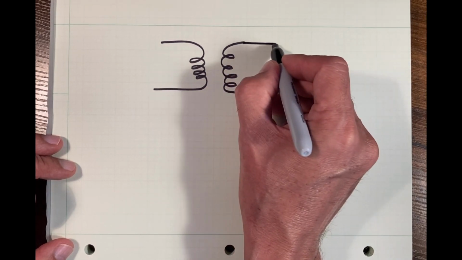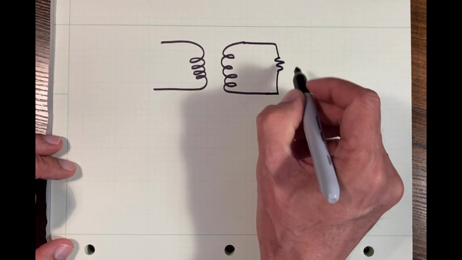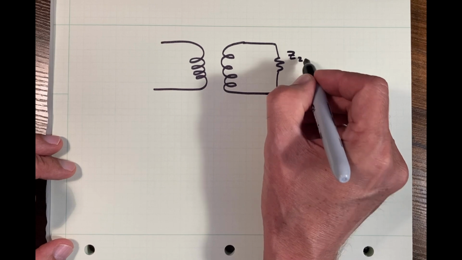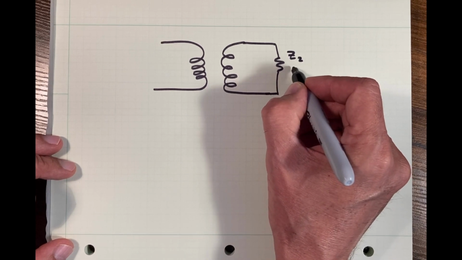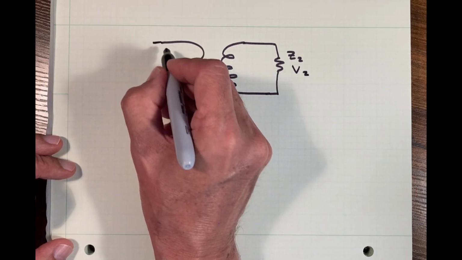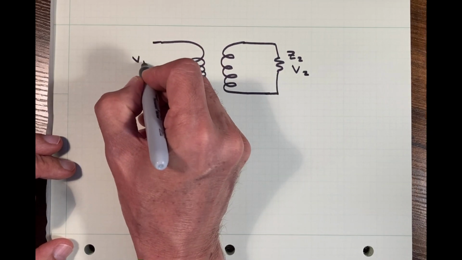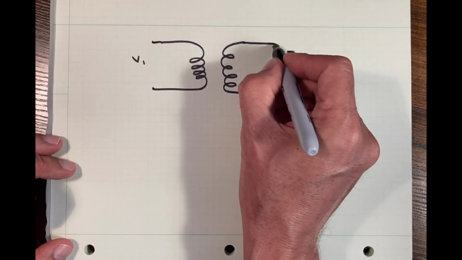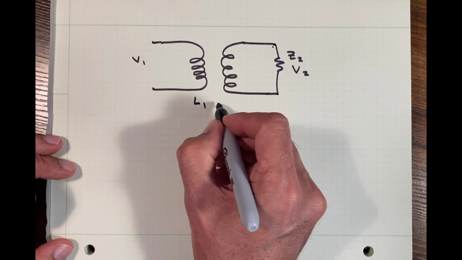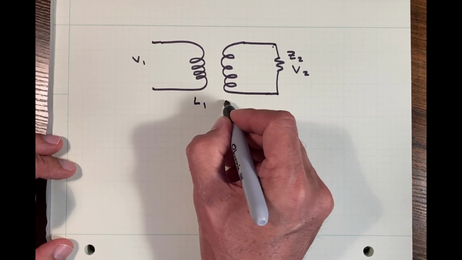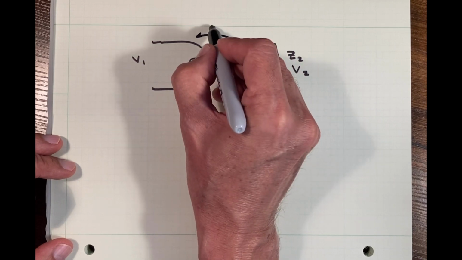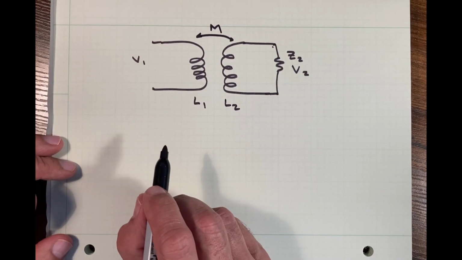And then over here, we'll have some sort of resistance, which is, call it Z2 or Z load. And this is voltage 2. And over here, we have voltage 1 between this point and this point. Voltage 2 is between those two. And we consider this inductance 1 and this inductance 2. Between these two, we have a magnetic coupling.